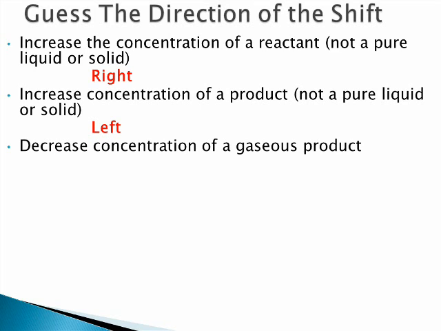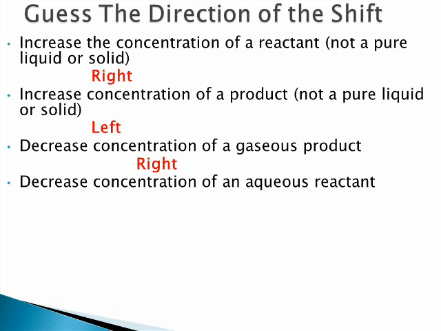Decrease the concentration of a gaseous product. That means it goes to the right toward the product. We make more product. We decrease the concentration of an aqueous reactant. We decrease the reactant. Goes to the left toward the reactant.